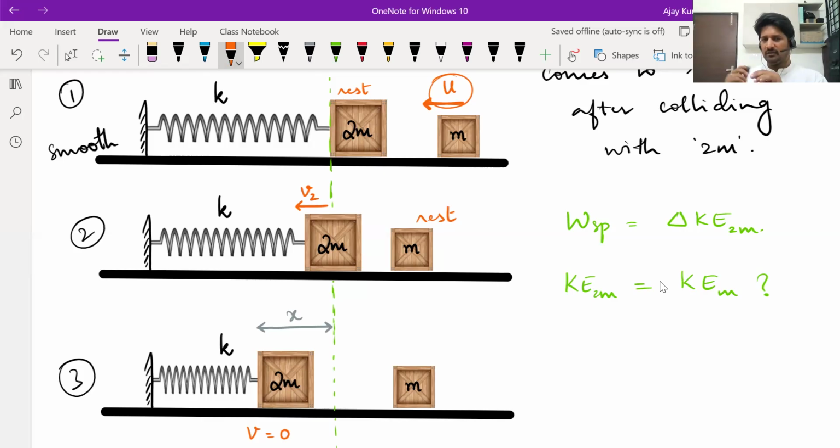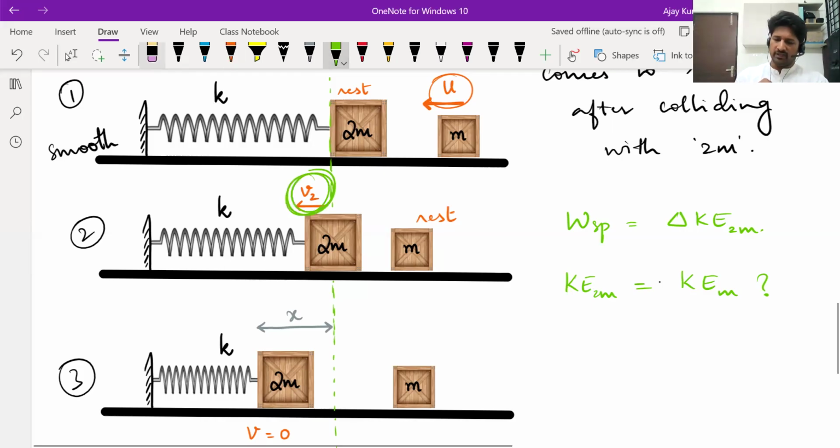Vanilla, you suggested finding the velocity of 2m first and then applying work energy theorem. Tell me an idea now. How will you find out the velocity with which 2m starts moving? Is there a way to find out the velocity with which 2m starts moving?